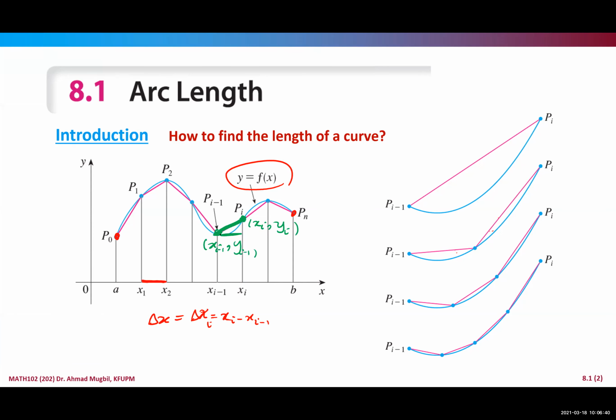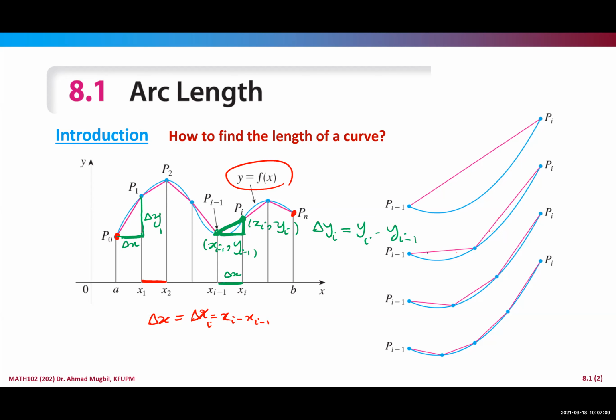Now we know that the horizontal distance is delta x. So here we have delta x. Now the vertical distance is delta y, but it is not the same delta y for all. It is different. If we choose these points, we notice that delta x is the same, but here it is delta y1. So it is different. It depends on i here. So we will call it delta yi. What is delta yi? It is yi minus yi minus 1.